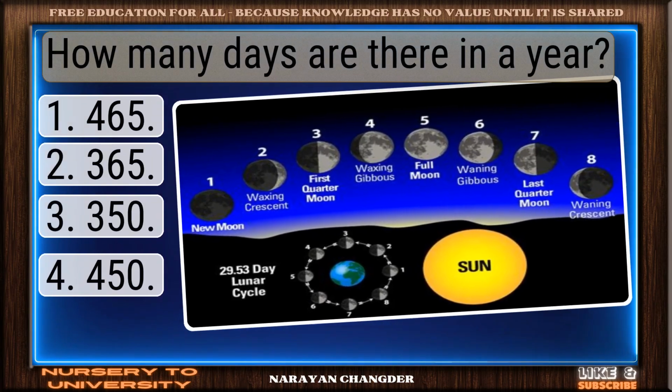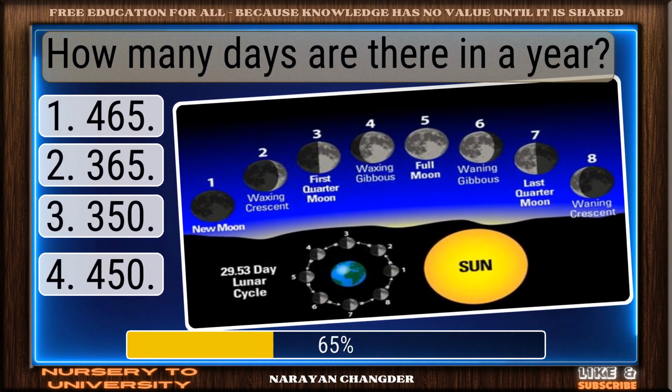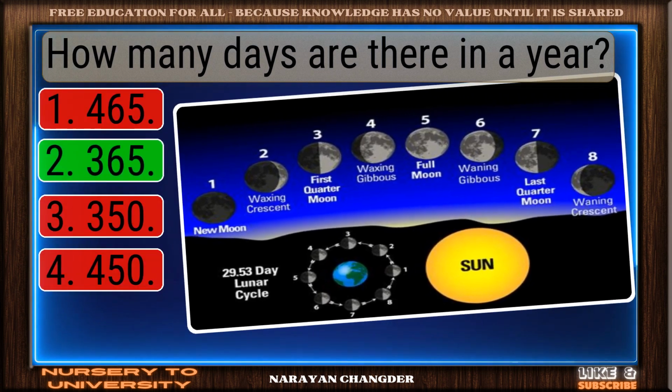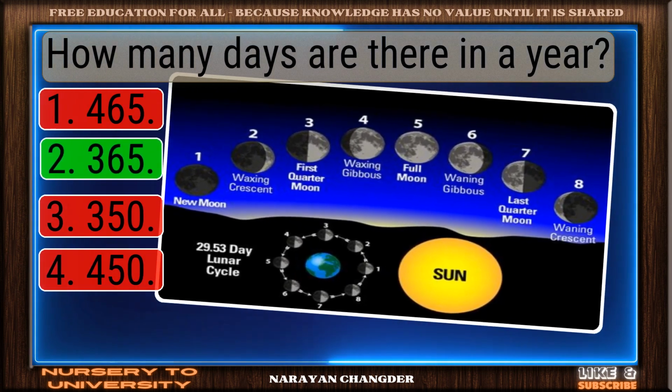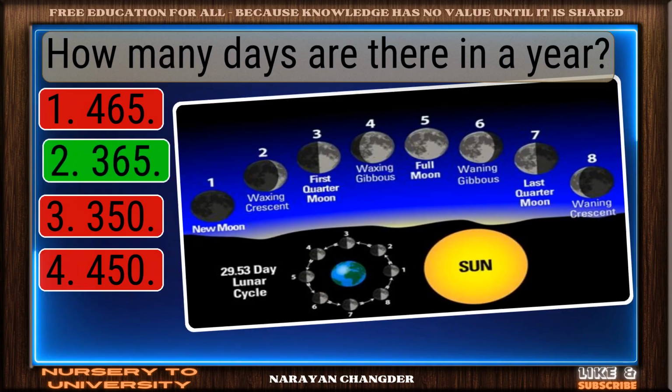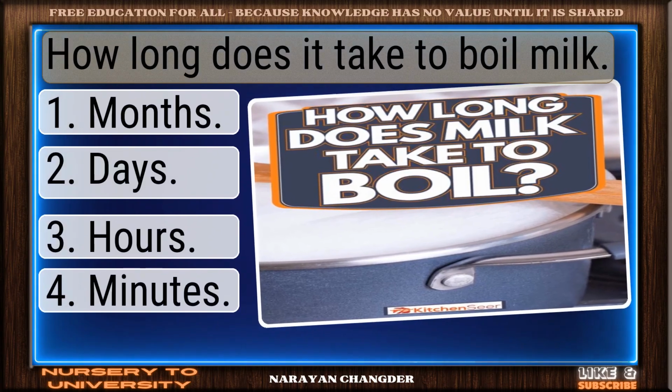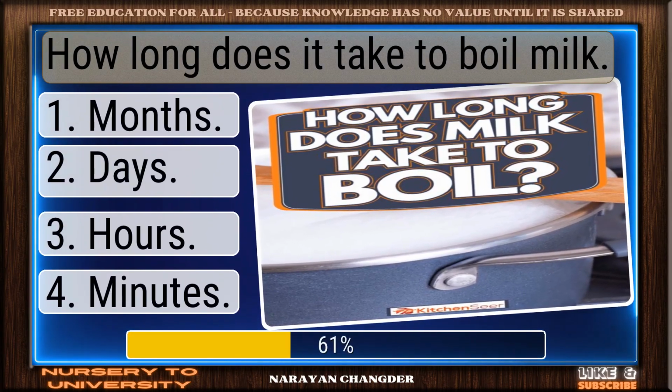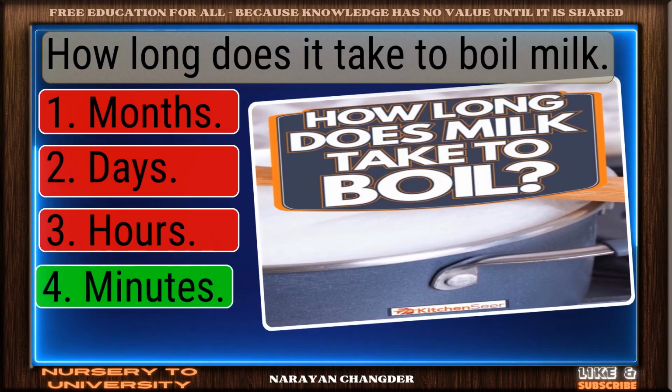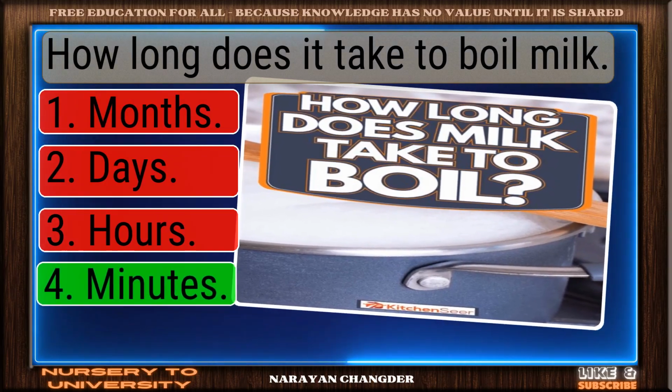How many days are there in a year? Nice selection. 365 is the correct and valid answer. How long does it take to boil milk? Good thinking. Minutes is the right answer.